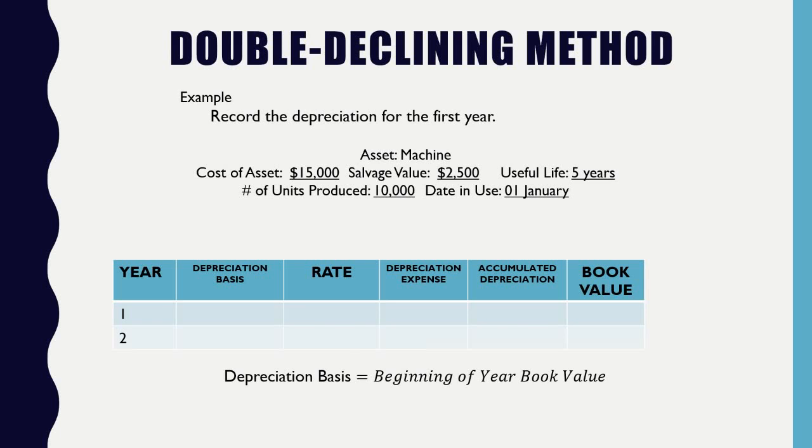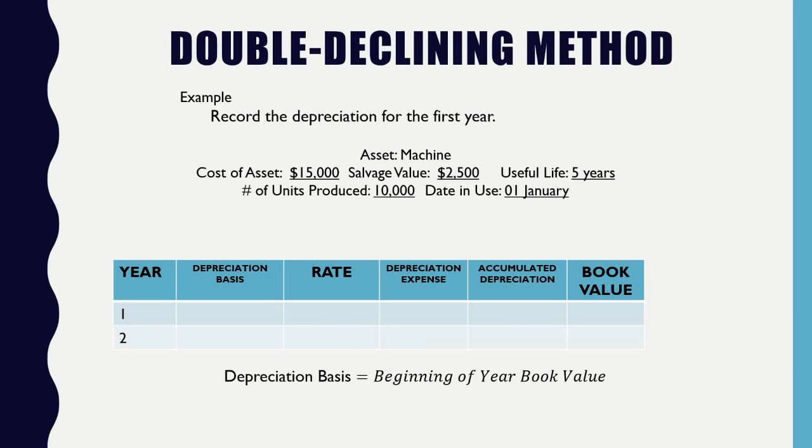and explain each equation. Okay. So here we have an example. We're going to record the depreciation for the first year. Here we have a machine. The cost of the asset is $15,000. Salvage value is $2,500, and the useful life is 5 years. Okay, and the number of units that it could produce is 10,000, and the date that you placed it into service is January 1st. All right, this is assuming that when you do your depreciation, it's at the end of the year, so December 31st.